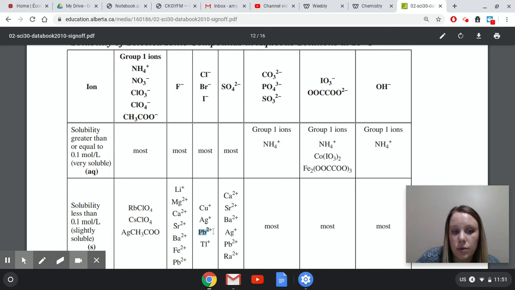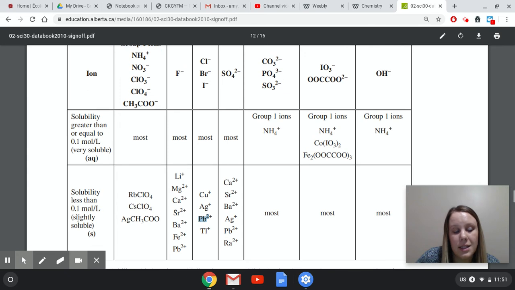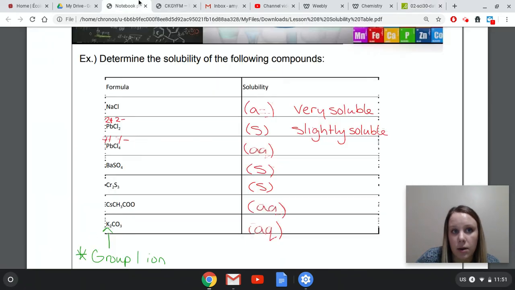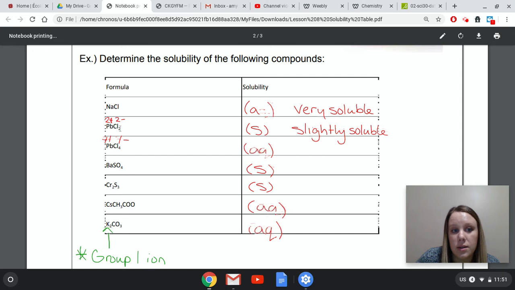So lead 2, when combined with the chloride ion, falls under this category on the side. It's slightly soluble, so we would write a solid behind that compound. So when I write this compound out, I'm going to have to include this solid in brackets after the compound.